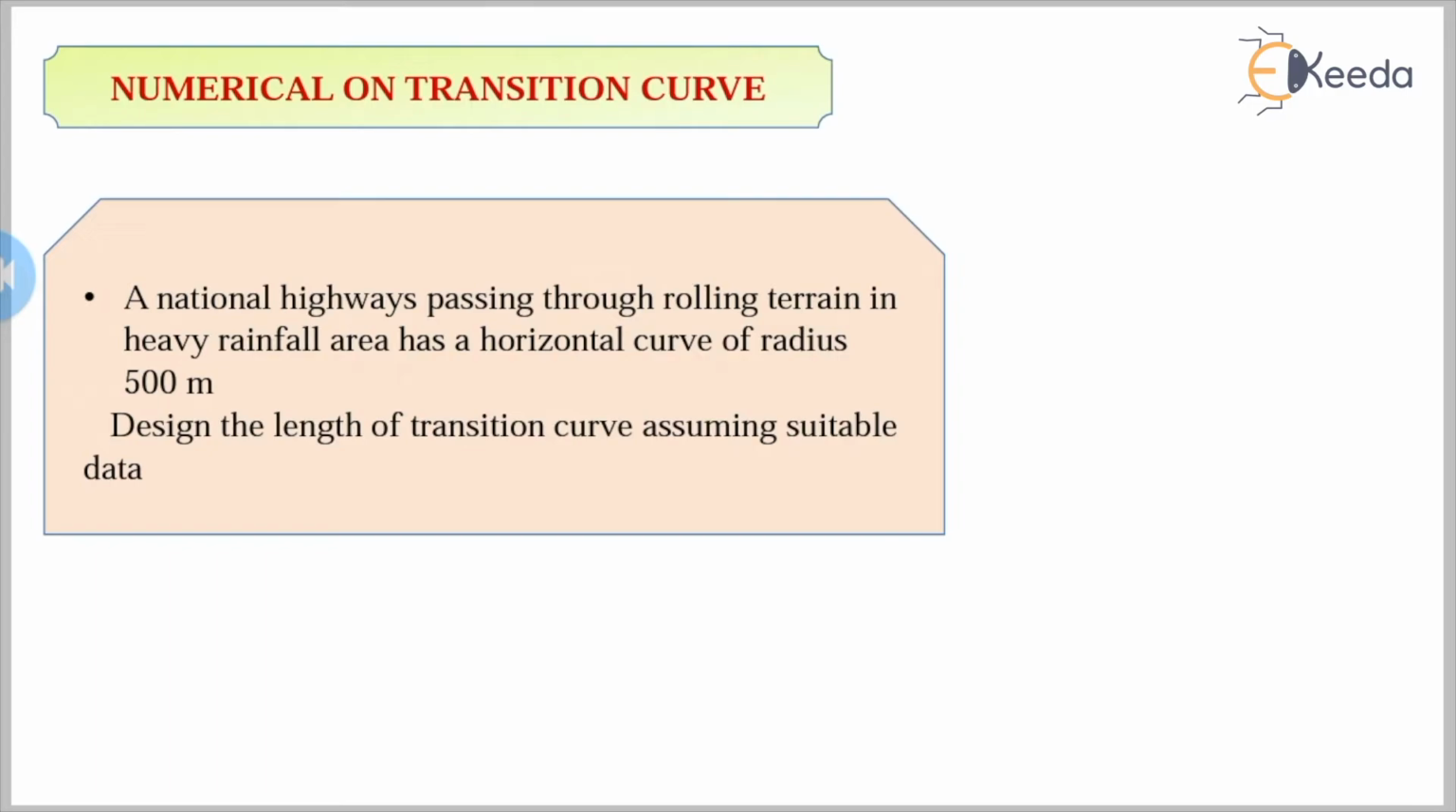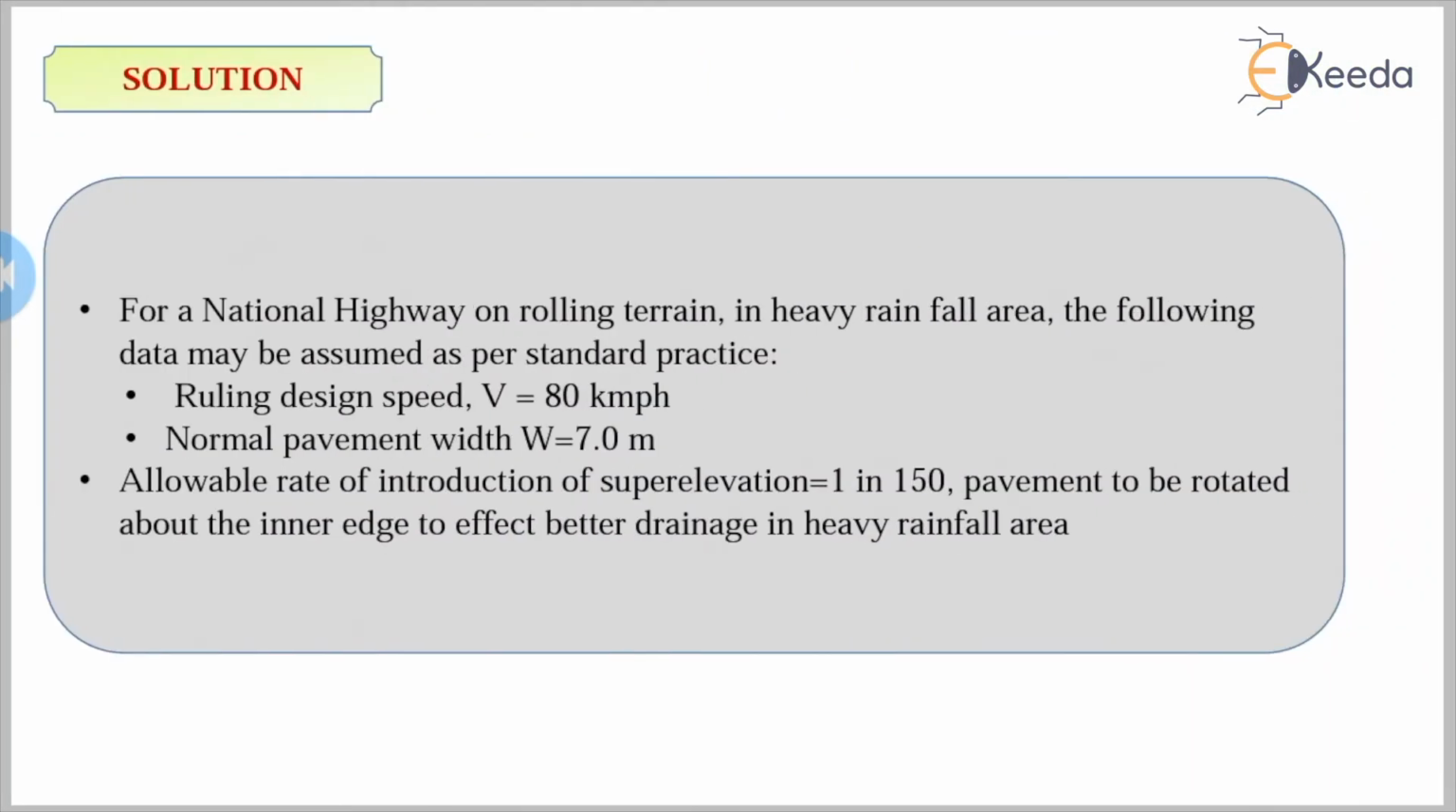We have a numerical. A national highway passing through rolling terrain in heavy rainfall area has a horizontal curve of radius 500 meter. Design the length of the transition curve assuming suitable data. So solution. For a national highway on rolling terrain in heavy rainfall area, the following data may be assumed as per standard practice. Design speed of 80, as it is a national highway on rolling terrain, the design speed is 80.